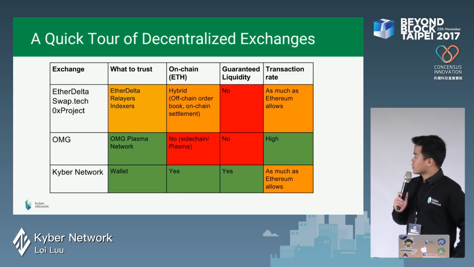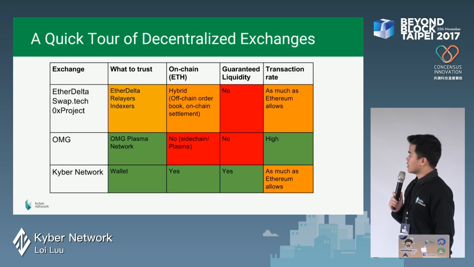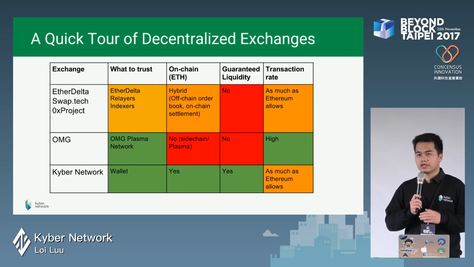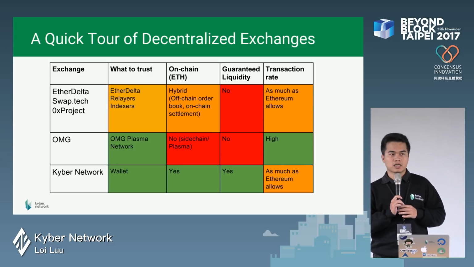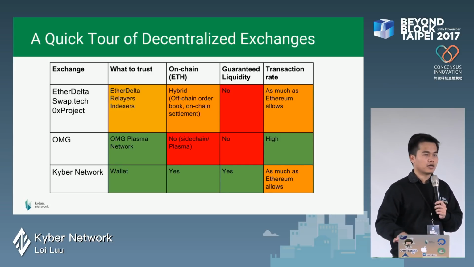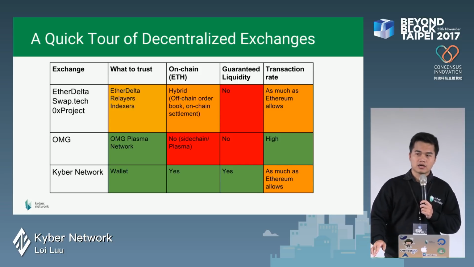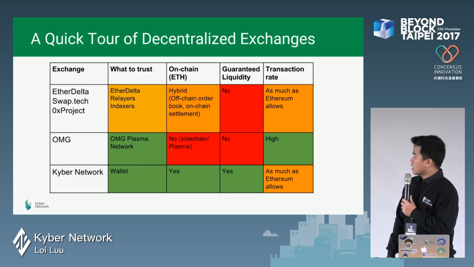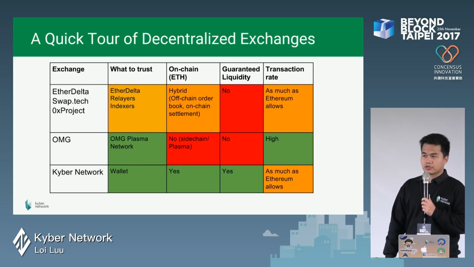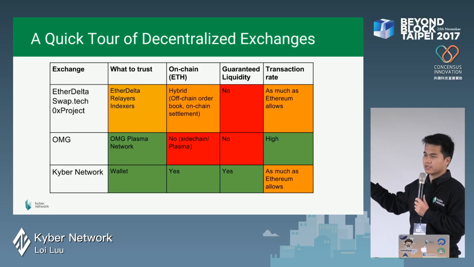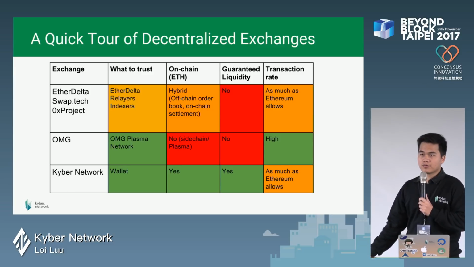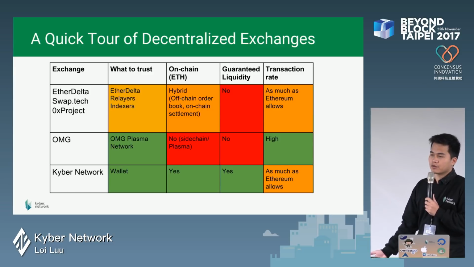On one hand, we have EtherDelta, SwapTech, and the 0x project. They are not entirely on-chain. What they do is they have the concept of an off-chain order book, and every time a trade happens between the buyer and the seller, the settlement will happen on-chain, right? Essentially, the users have to trust the relayers or the website etherdelta.com, and if these relayers or the website got compromised, users probably lose their money.